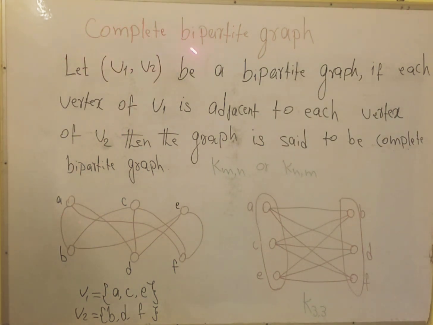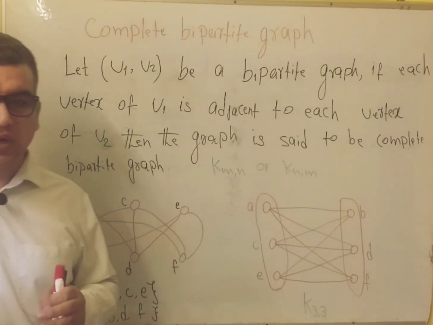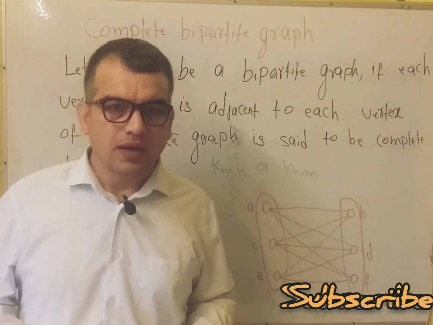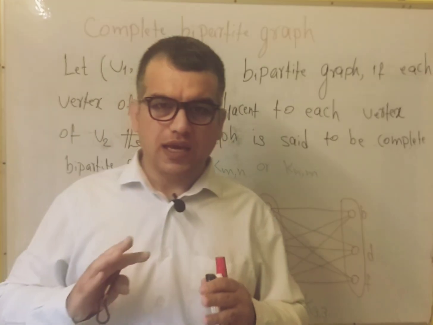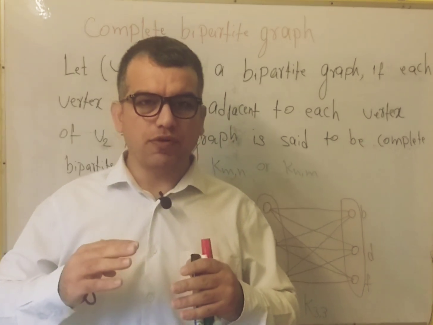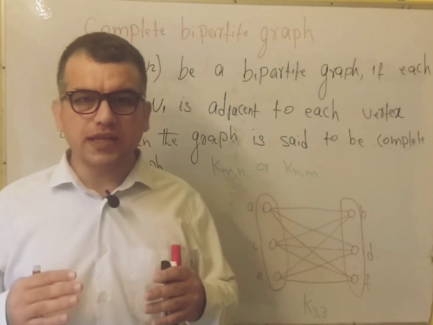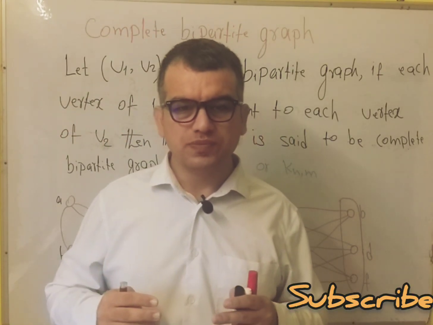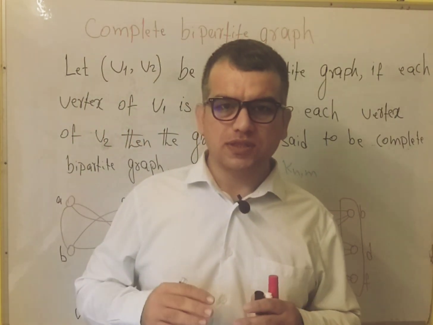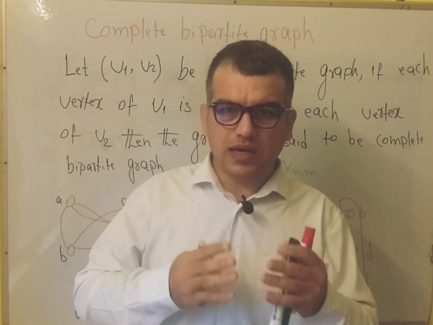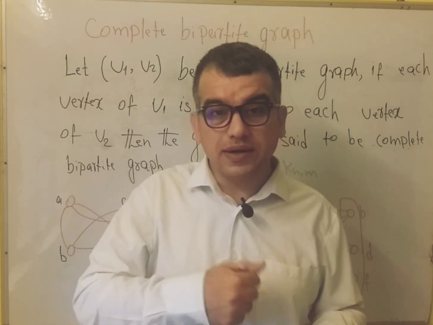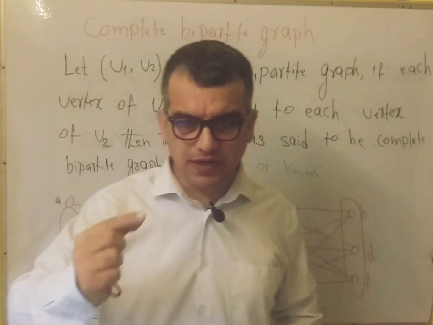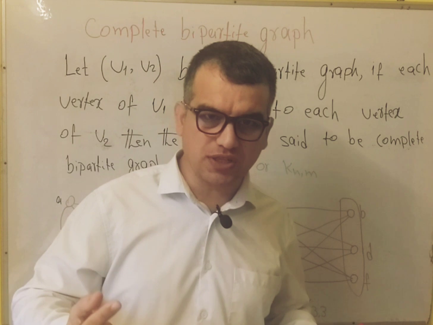Our today's topic: complete bipartite graph. Before going to complete bipartite graph, we have to know what a bipartite graph is. As we discussed in the last video, a bipartite graph is a graph where the vertices can be divided into two sets, V1 and V2, such that no elements within the same set are adjacent. So here we have a little difference between a complete bipartite graph and a bipartite graph.